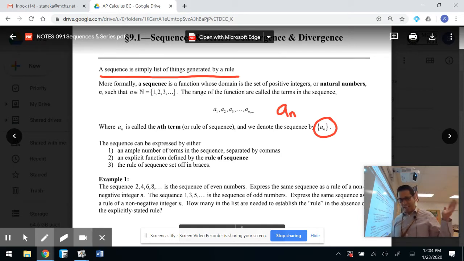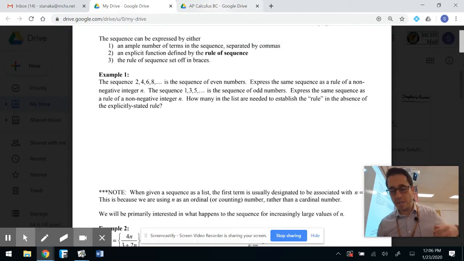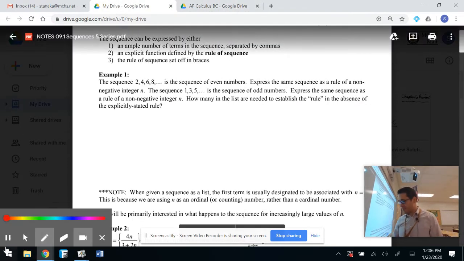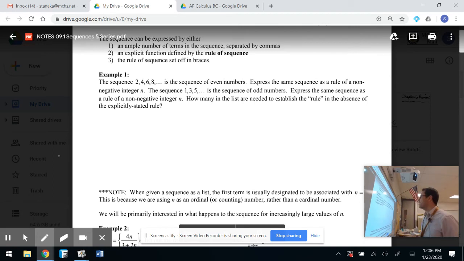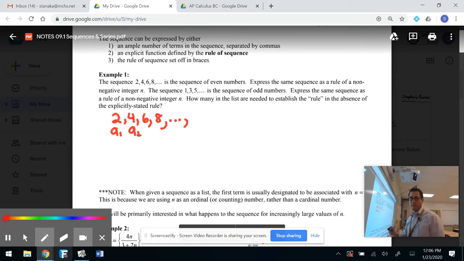Here we go. Let's just get after it. Example 1. Sequence 2, 4, 6, 8 is a sequence of even numbers. If we look at this, 2 would be like A sub 1, 4 would be A sub 2, right? And then we have 6, A sub 3, 8, dot, dot, dot. What would the rule be for that? It would be A sub n, but we make up a rule for that.